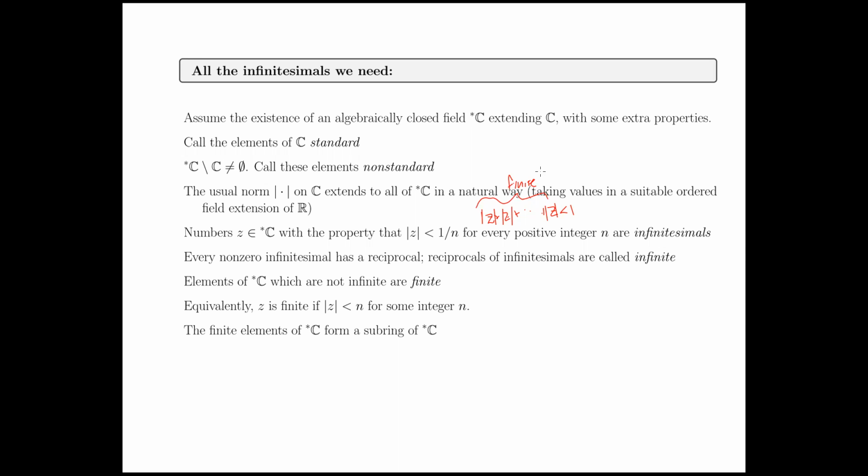Anyway, so the things that are small in this regard, Archimedean small, are called infinitesimals. And of course, it's a field, so non-zero elements have reciprocals. And so reciprocals of non-zero infinitesimals are called infinite. Anything that's not infinite is finite, which is another way of saying you're finite if your absolute value is less than n for some integer n.